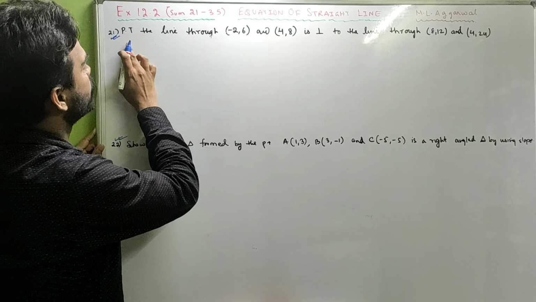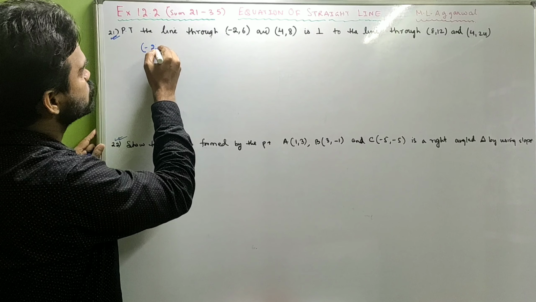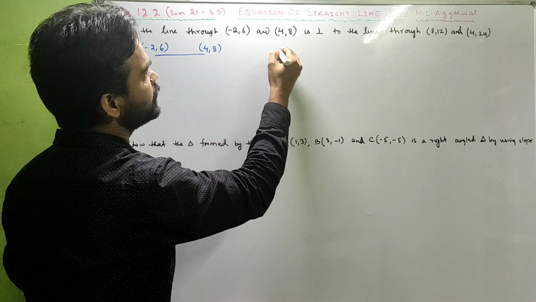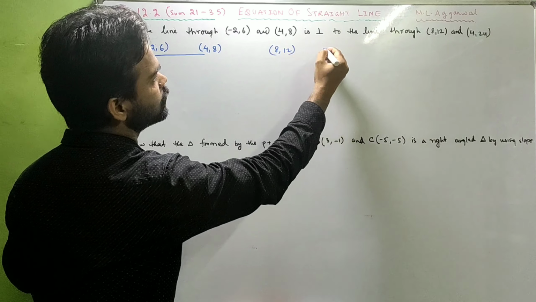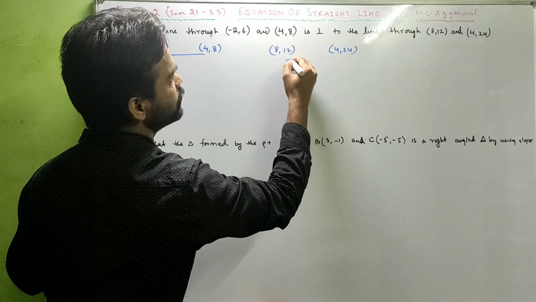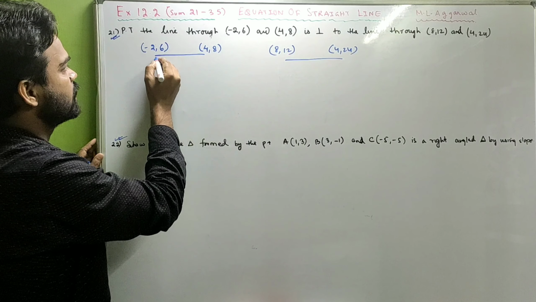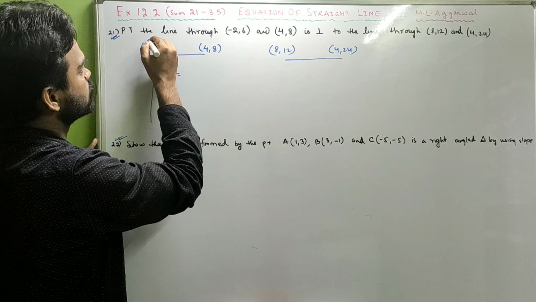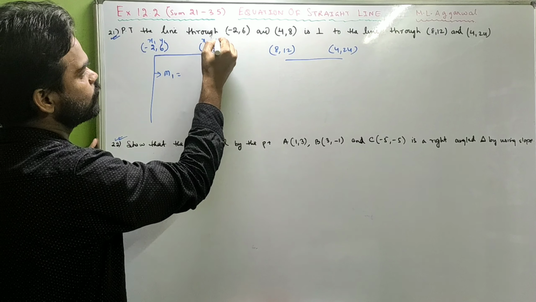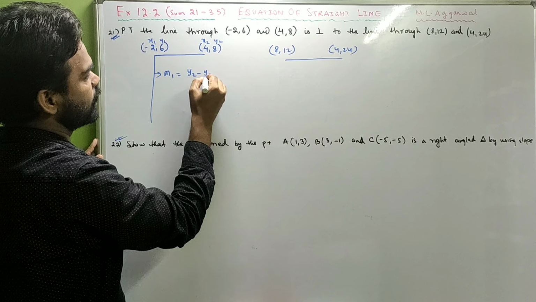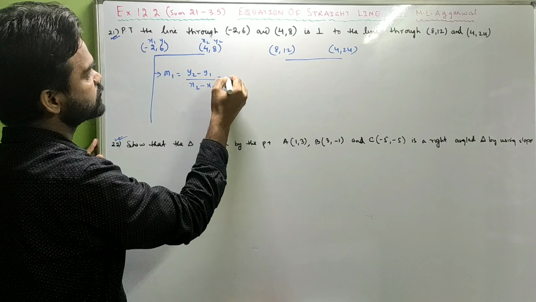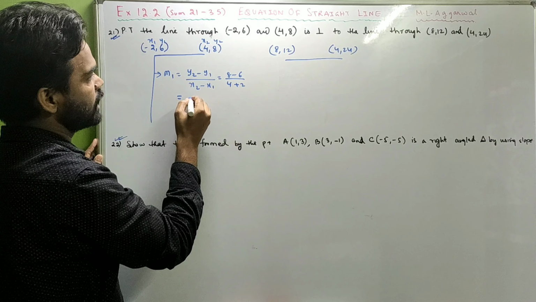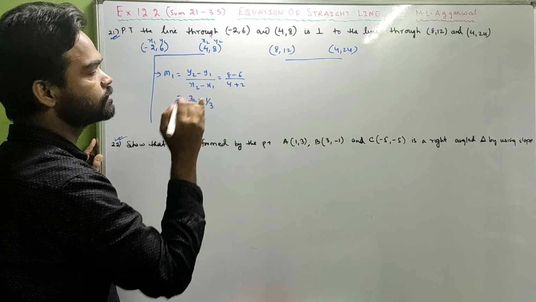Sum number 21. Prove that the line through (-2, 6) and (4, 8) is perpendicular to the line through (8, 12) and (4, 24). Simple, 2 points are given. Find the slope of this line. So slope is what? M1, suppose this is (x1, y1), (x2, y2). y2 minus y1 by x2 minus x1, which is 8 minus 6 by 4 minus of minus 2 is plus 2. That's 2 by 6. That's 1 by 3.